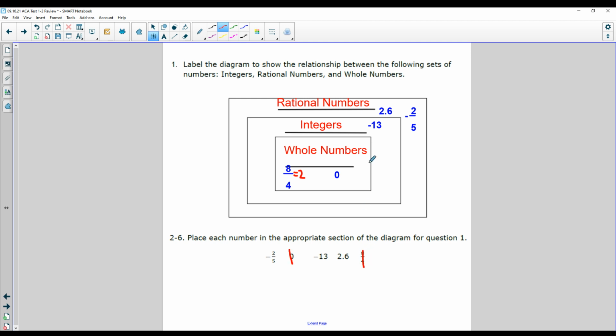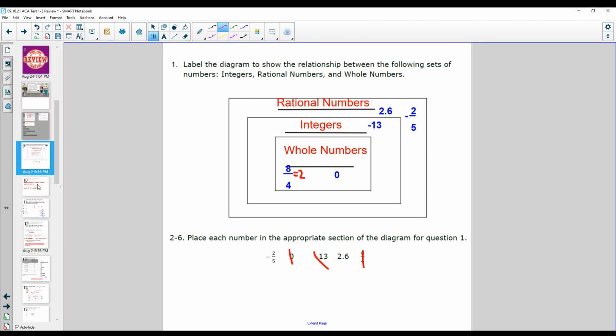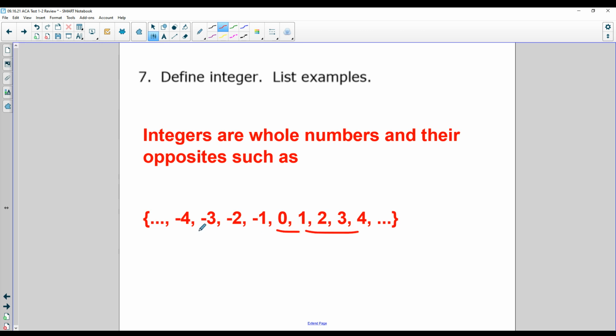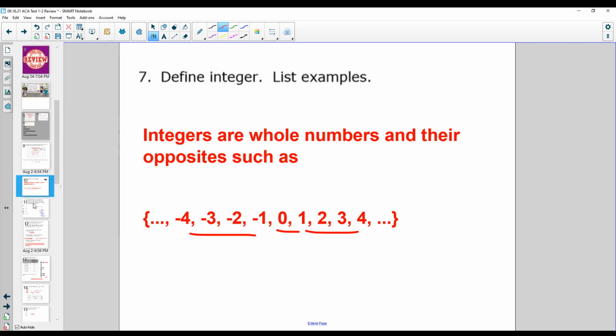Next we need to look at the integers. What integers are left? Negative 13. So what are rational numbers? Rational numbers are any numbers that can be turned into a fraction or decimal, like 2 and 6/10 and negative 2/5. Be very careful. I always have students say, but this is negative, so it's an integer. But look closely, this is a fraction. Number 7, define integer. The integers can be 0, positives, negatives. Notice there are no fractions or decimals.